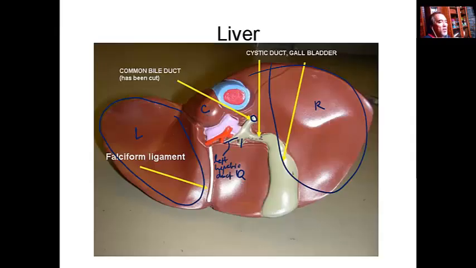duct. Remember, I'm seeing the gallbladder, so I'm looking at the back view. This is my right hepatic duct. The 2 ducts become 1. That's going to be my common hepatic duct.